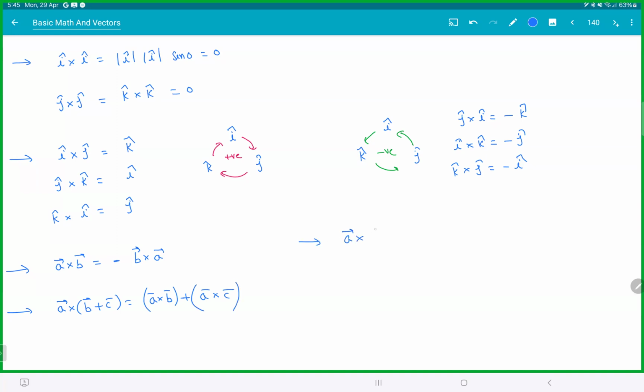If you have A cross B cross C, this will not come in physics anywhere, but maximum they'll teach you this again. So (A dot C) into B bar, minus (B dot C) into A bar. Triple vector cross product. Have a look at this page.